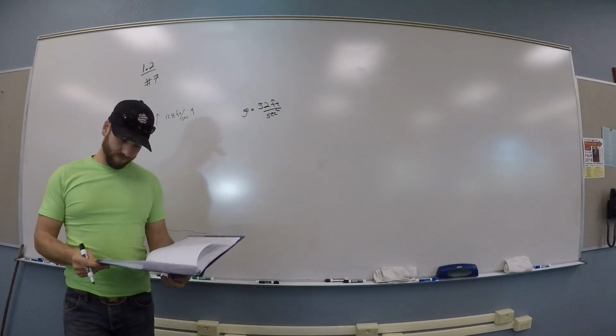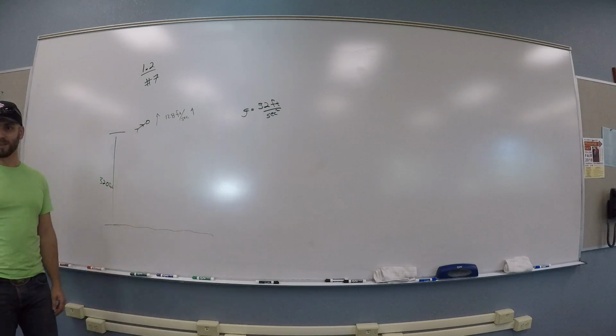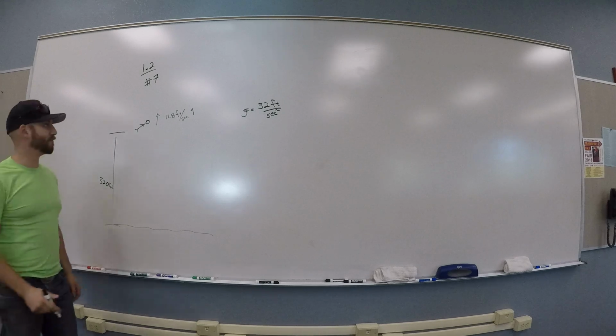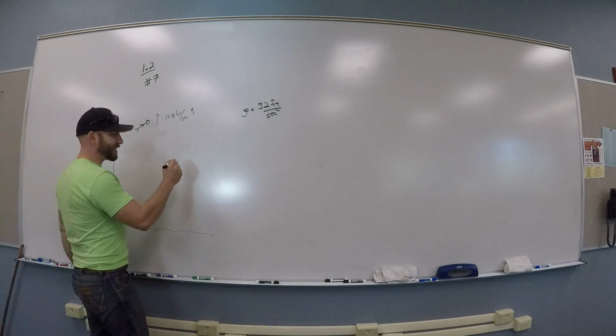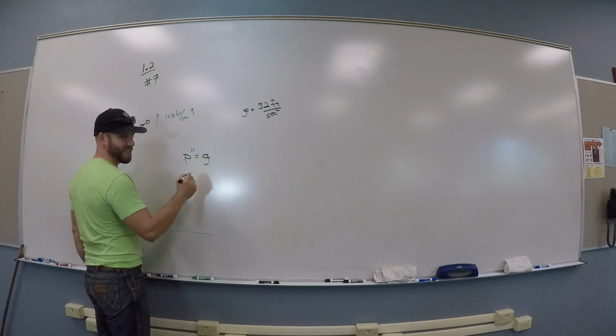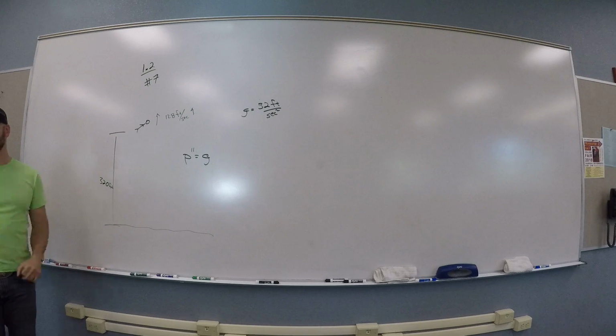Okay, and then first find the highest altitude obtained by the object. Conservation of energy? No, I'm not using that one. I'm using this one: p double prime equals g. It's so much easier than double integrating.